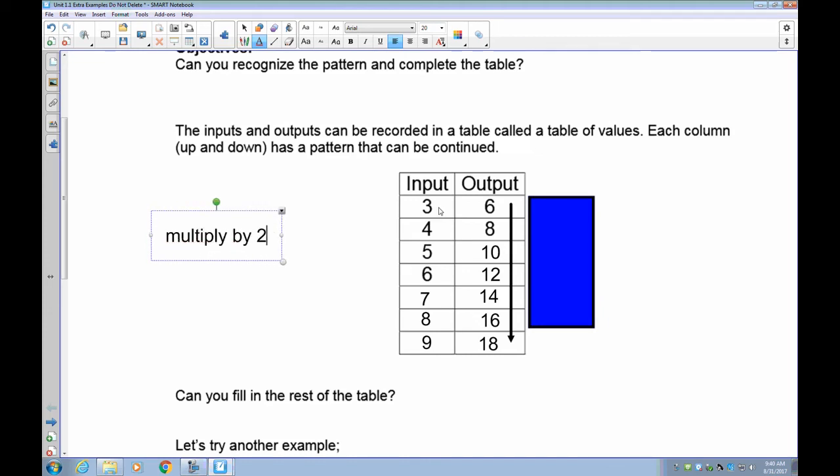All right, let's see. So 3 times 2 is 6. Well, we got 6, so that means you don't have to add or subtract anything. That means you're done. If you just have to multiply by 2, 3 times 2 is 6, 4 times 2 is 8, 5 times 2 is 10. You don't have to add or subtract anything. So your answer, multiply by 2.